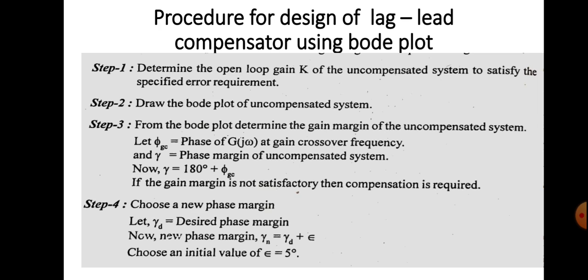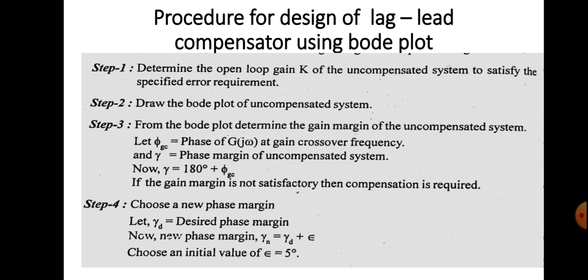And in the second step, next we have to draw the Bode plot corresponding to the gain. That means a Bode plot corresponding to the uncompensated system gain. And after plotting the Bode plot, we can determine the phase margin. For that, we have to go to the phase plot where we can determine the gain crossover frequency. When we go to the Bode plot, we will have two plots, the magnitude plot and the phase plot.